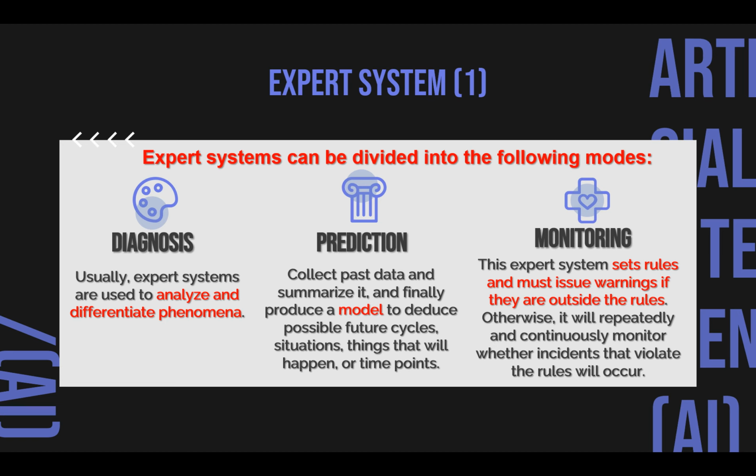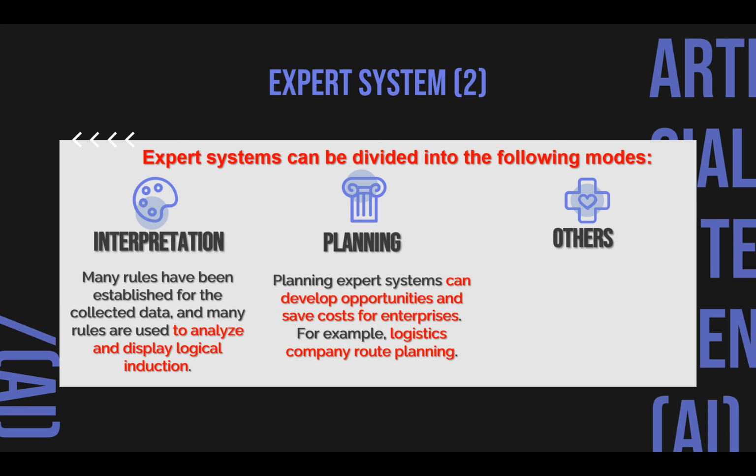Number 3 mode is called monitoring. This expert system sets rules and must issue warnings if things are outside the rules. Otherwise, it will repeatedly and continuously monitor whether incidents that violate the rules will occur. And number 4 is interpretation. Many rules have been established for the collected data, and many rules are used to analyze and display the logical induction.